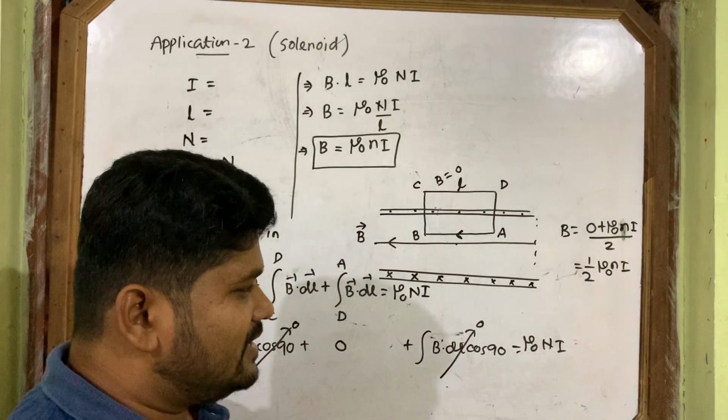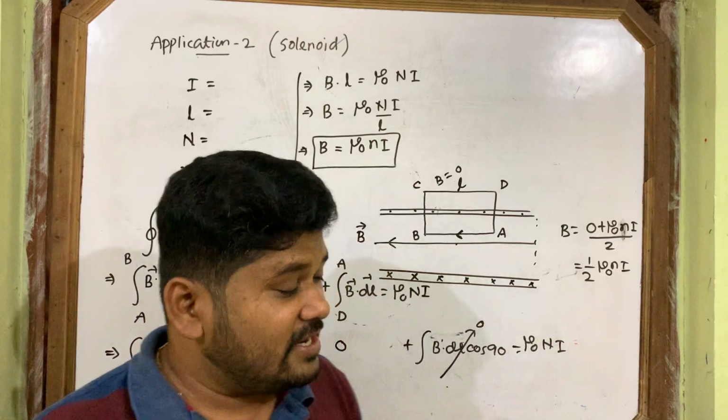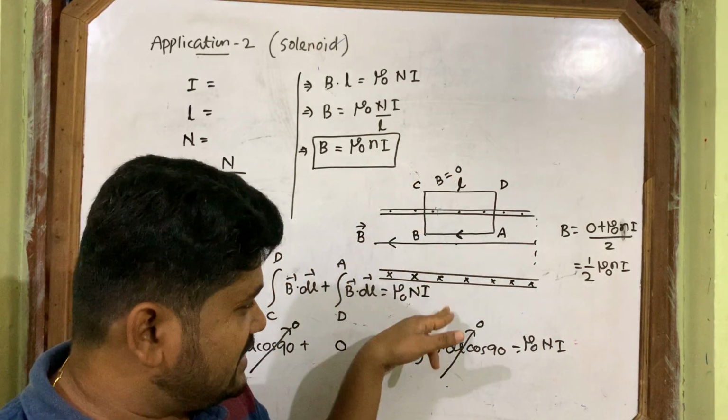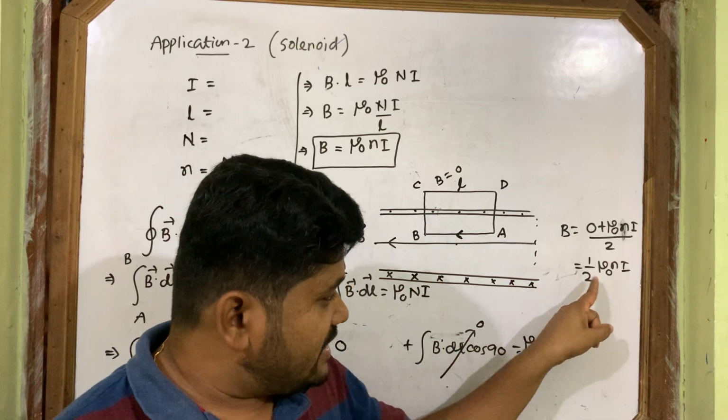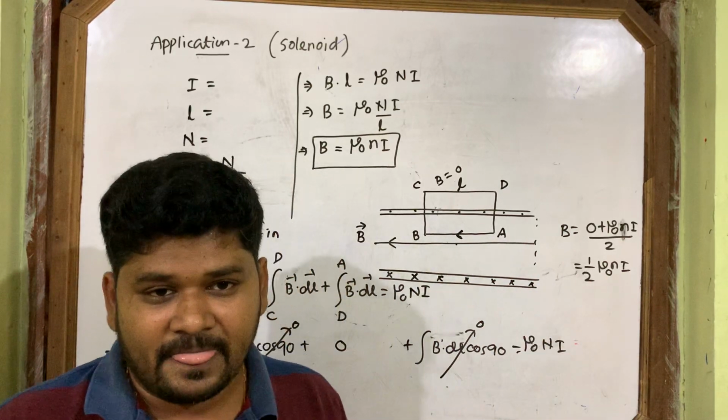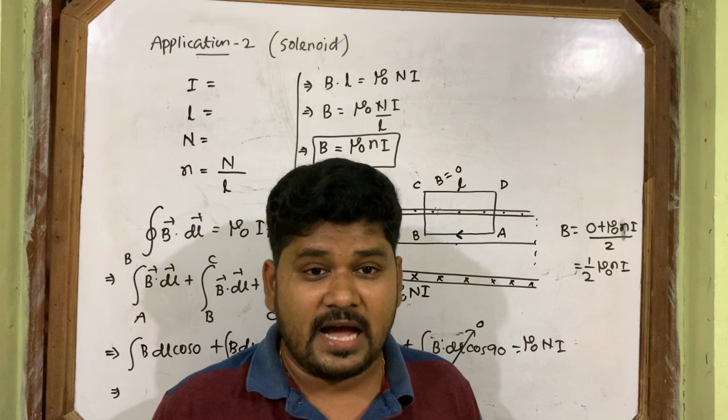So it is told that outside the solenoid, at the end of the solenoid, outside meaning not to this side and this side, just at the end of the solenoid, the magnetic field becomes a half. Magnetic field becomes a half.